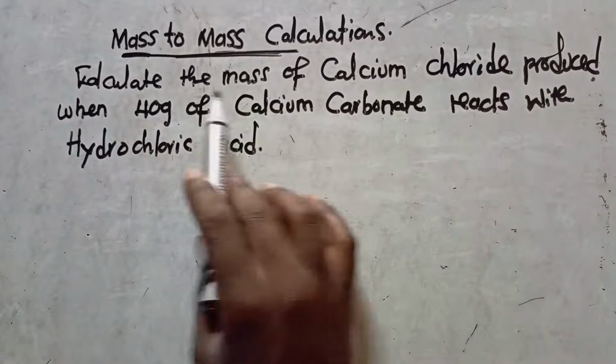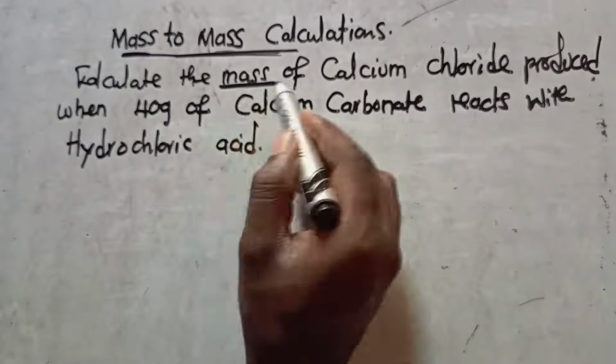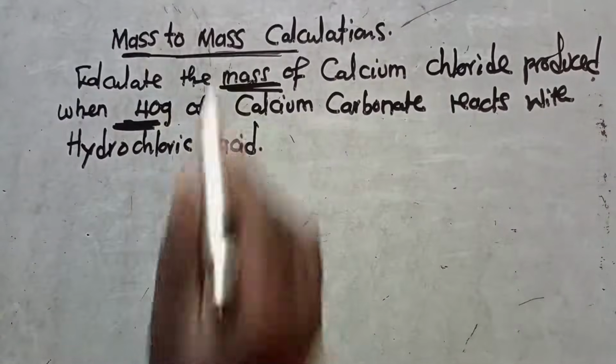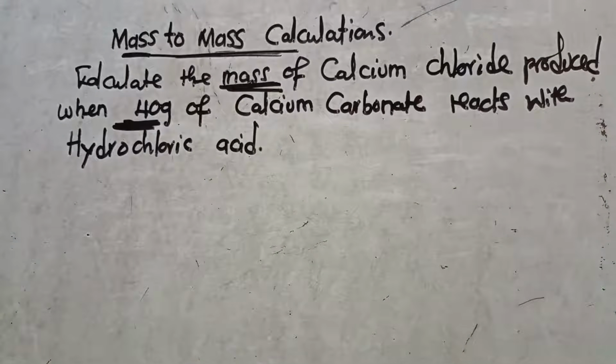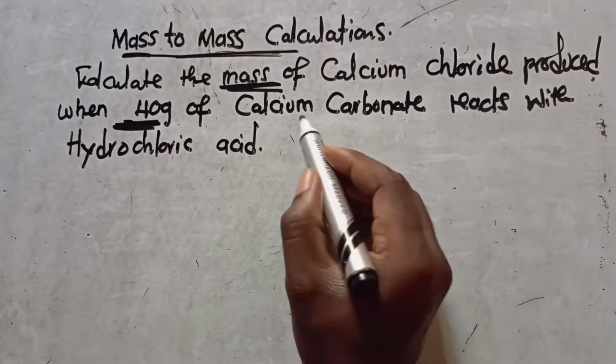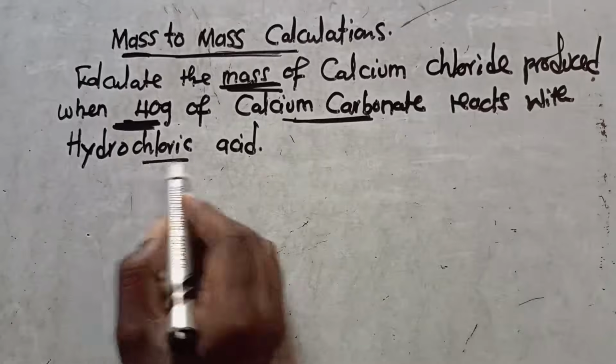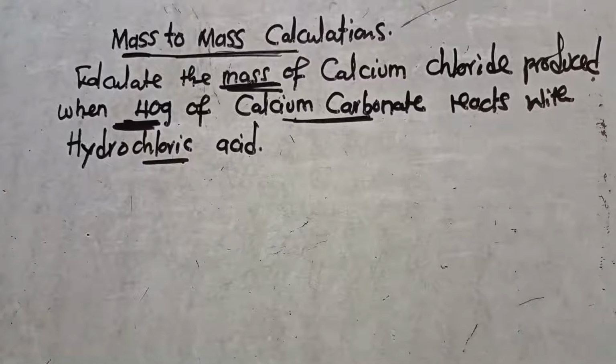So calculate the mass when given the mass. So this is mass to mass. You are asked to calculate the mass when given the mass. So the first thing you need to do is to get this equation: calcium carbonate reacts with hydrochloric acid.